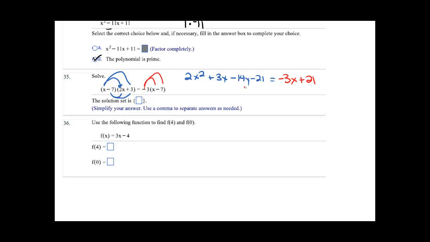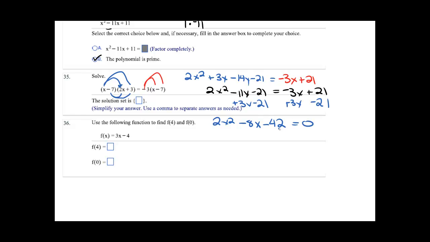Let's combine like terms on the left side. So we'll have 2x squared minus 11x minus 21 is 0. Oh, excuse me, is that -3x plus 21. And now we're going to move everything over to the left to have a 0 on the right side. So we will add 3x to both sides and subtract 21 from both sides. Whenever we add straight down, we're going to get 2x squared minus 8x minus 42 equals 0.